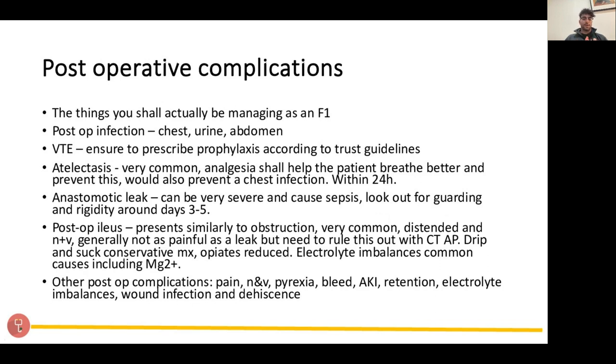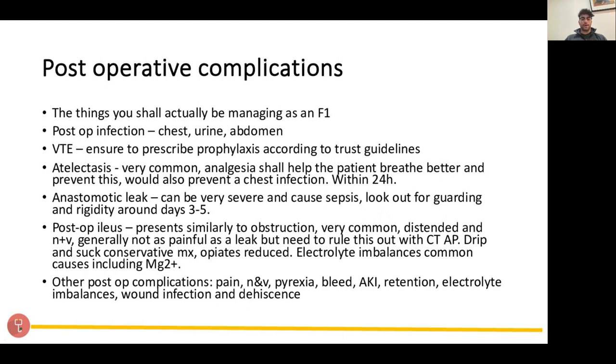Pyrexia, post-op pyrexia is common. I've seen quite a few patients on the ward with a pyrexia, with no other features of an infection. Just monitor and prescribe paracetamol to reduce the fever. Post-op bleed, again, very dangerous, very worrying. Escalate if you think that's what's going on. AKIs, again, very common. IV fluids and hold any medications that could precipitate an AKI or worsen it.